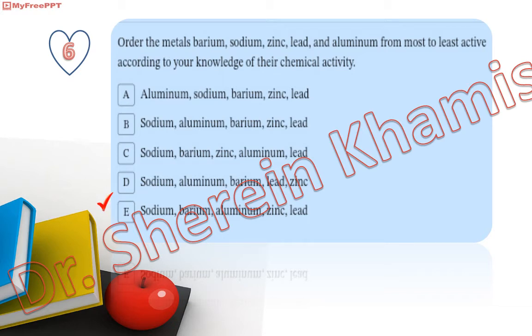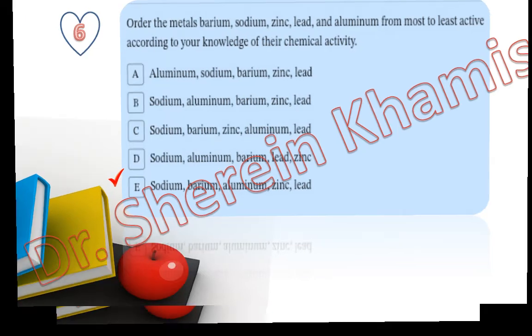We start with sodium most active, barium less than it, aluminium less than it, zinc less than it, and lead at the end, less than all of them. Okay, so we have the activity from the most to the least active, but we didn't take all the metals that we have in the chemical activity series. Okay, let's go into question 7.